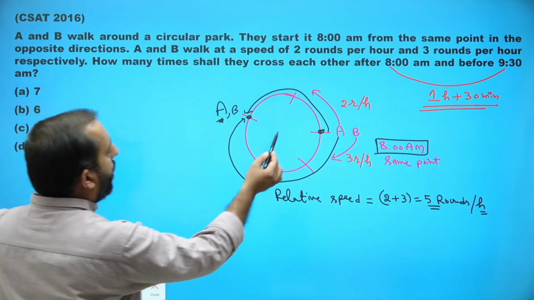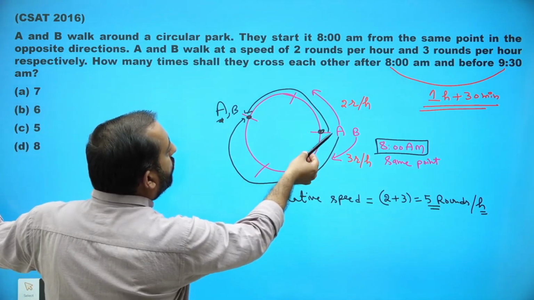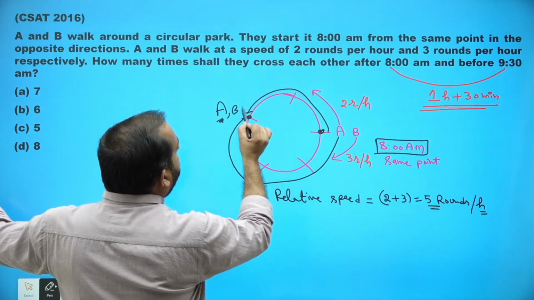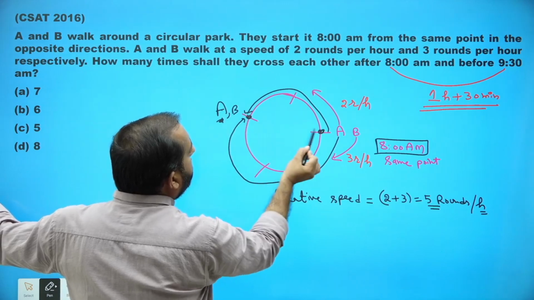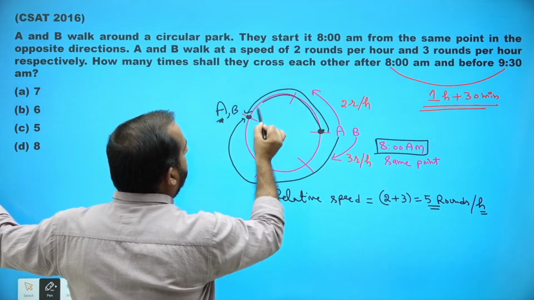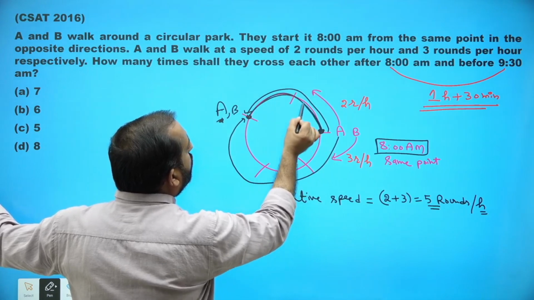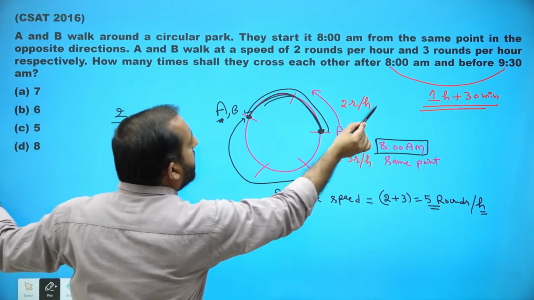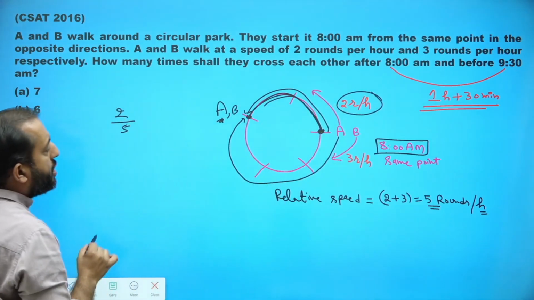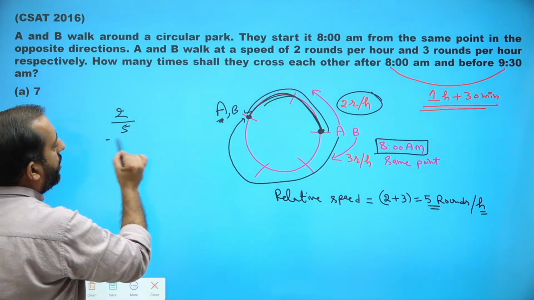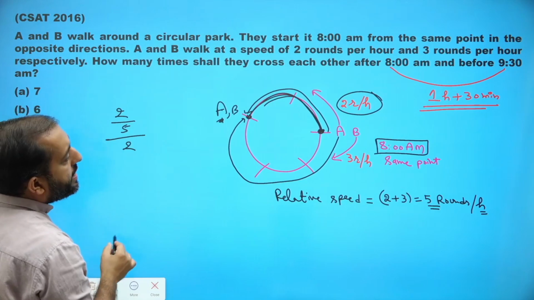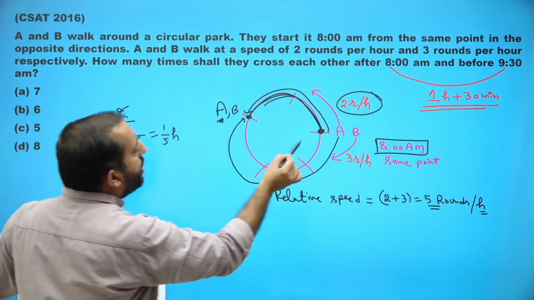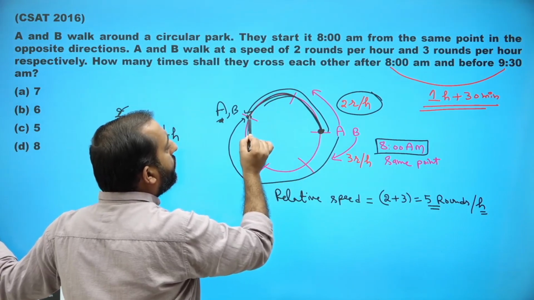See, the time taken by A to cover this: it is 2/5 of the distance, and the speed of A is 2. So I can see this comes to 1/5 of the hour. So in 1/5 of the hour, A will be here.